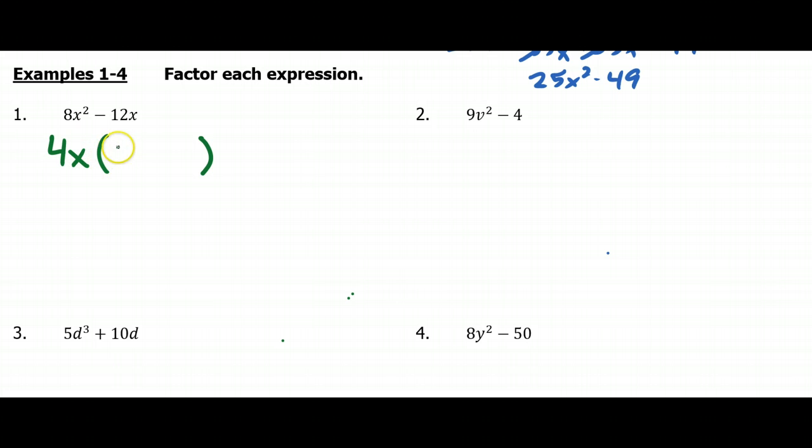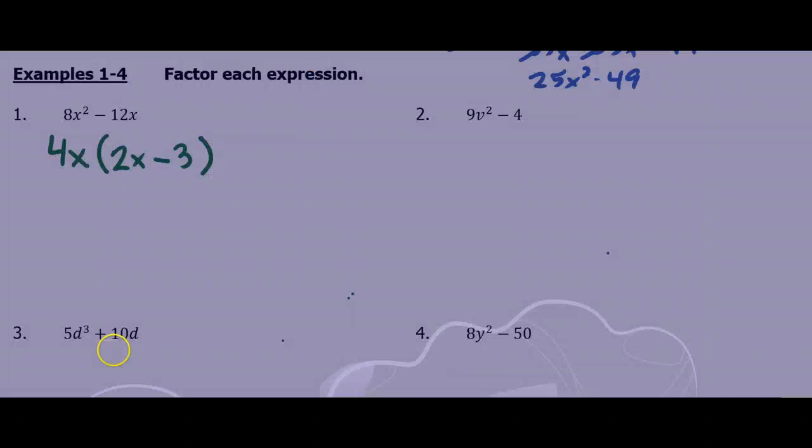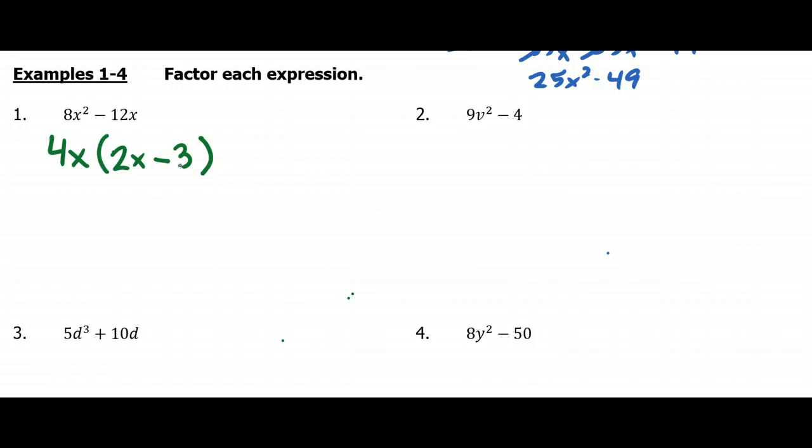Well, 4x times 2x will give me 8x squared, so I'll put a 2x here, and then 4x times negative 3 gives me negative 12x. So my answer to this problem would be 4x times the quantity 2x minus 3.